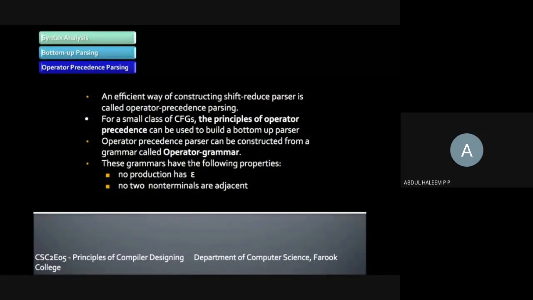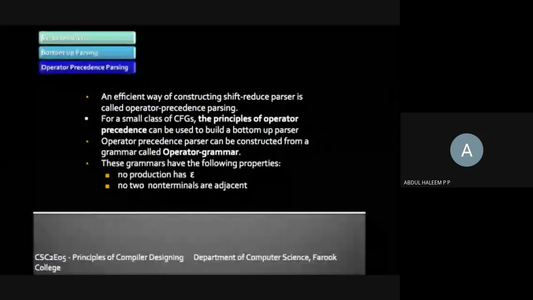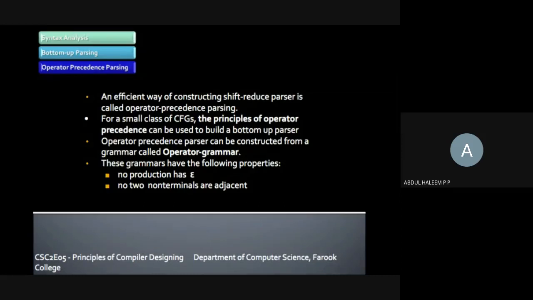Now, to qualify as an operator grammar, there are certain requirements. An operator precedence parser will work with an operator precedence grammar, an operator grammar. And if the grammar is of operator grammar type, an operator precedence parser can parse it.